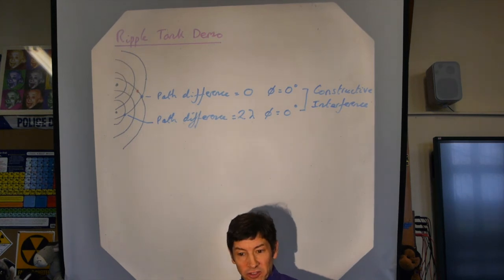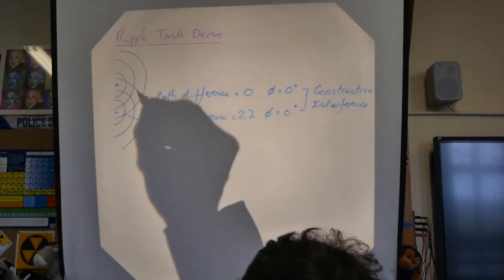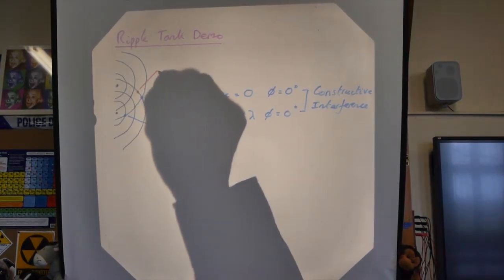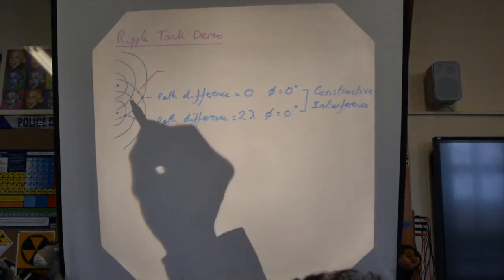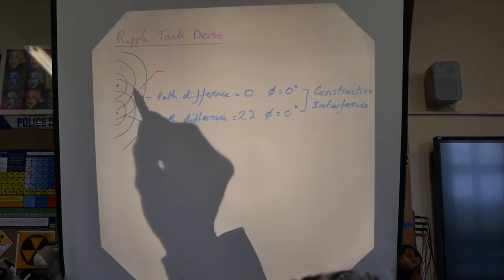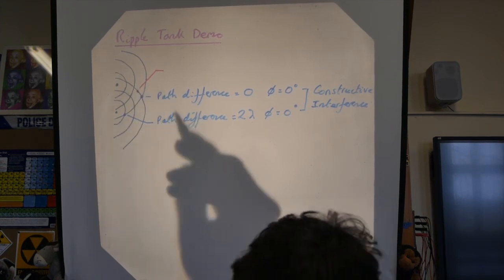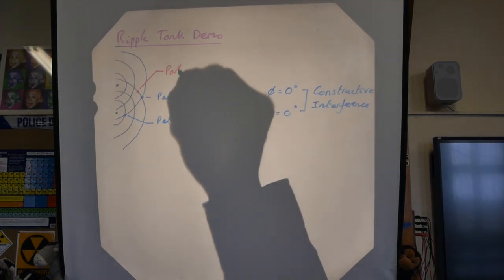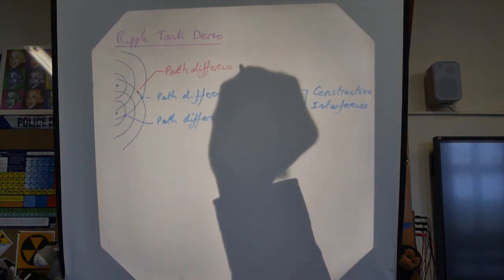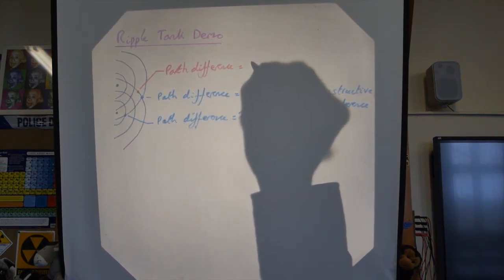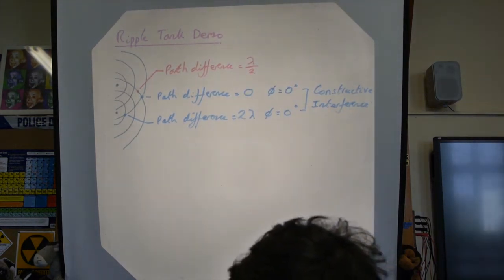But now I've added another dot to my diagram. Look at this place here. Now, I think you've probably got a good idea of what's going on now. Bottom one, one, two, three waves. The top one, one, two, oh, three, oh, two and a half. So here we've got a path difference, but the path difference is half a wavelength. Should we call it lambda over two? That's a better way of doing it, okay?